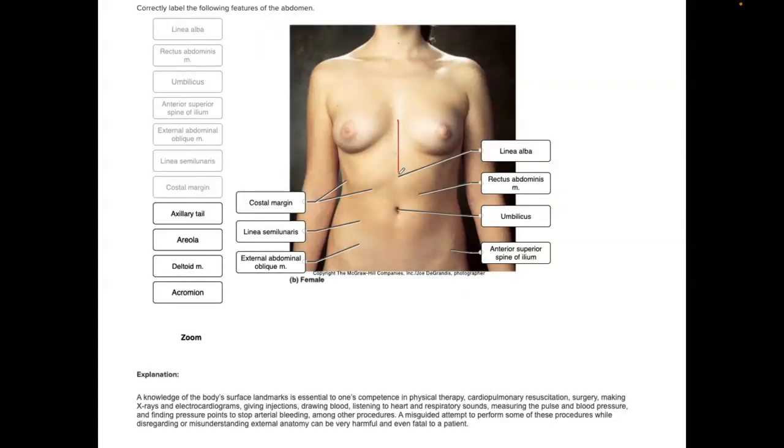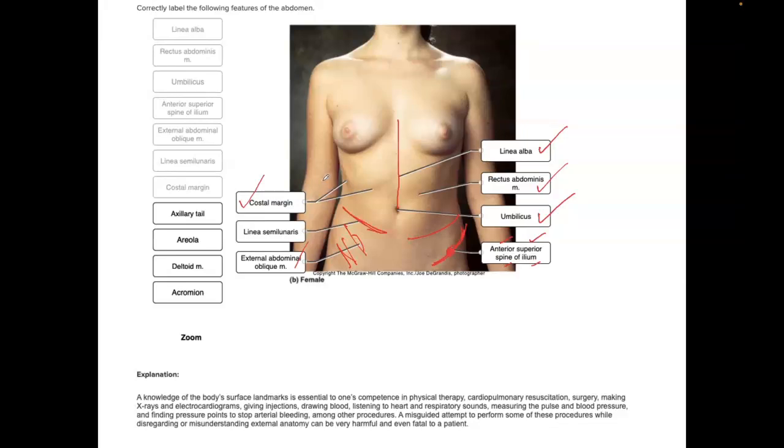Okay, right down the center is a line called the linea alba. Here's the abdominis muscles, the rectus abdominis. There's your belly button, the umbilicus. Over here is the ribs and rib cartilage. Costal means rib, so that's the costal margin. Over here is the external obliques. This part of the bone is called the anterior superior spine of the ilium. It's part of the iliac crest. And then the linea semilunaris is going this way and this way.